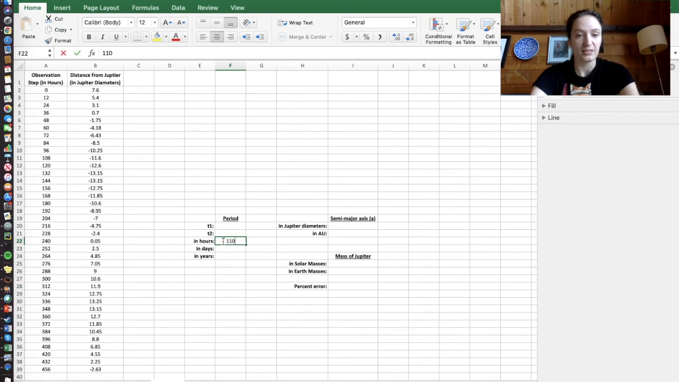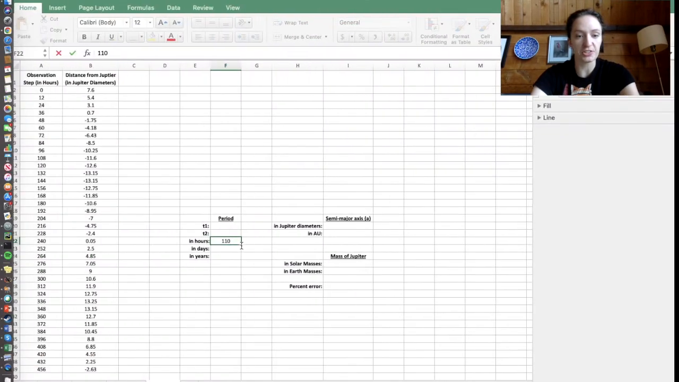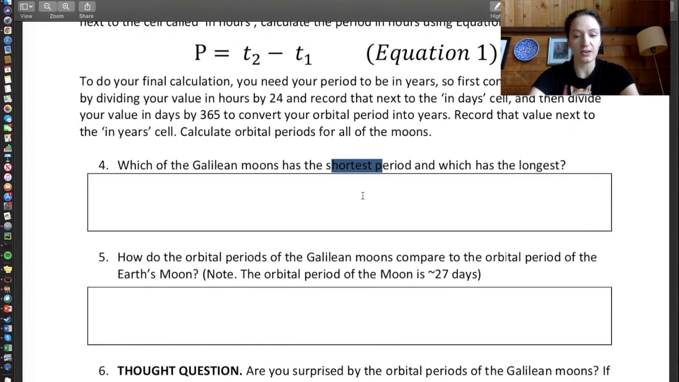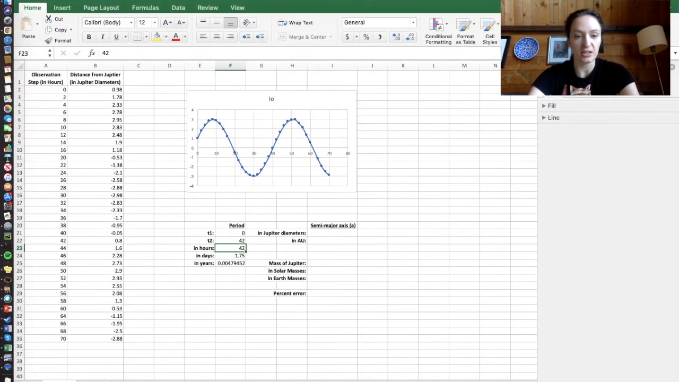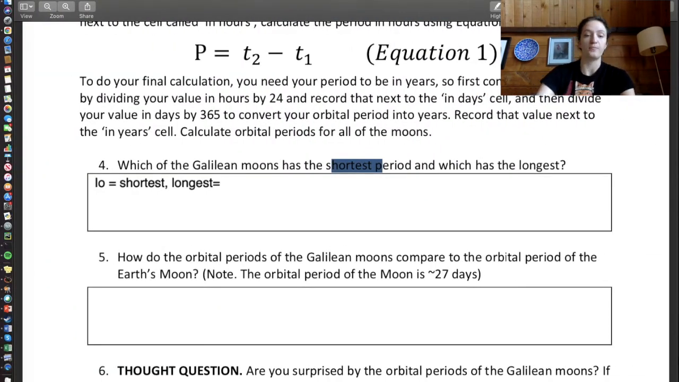Okay? Let's just say that the shortest period is going to be the smallest number, which for me is 42, so that's Io. So I would write Io equals shortest, however you want to designate it. And then the longest one I already know is Callisto with 110, so then I would say longest equals Callisto. Again, you have to denote it. You can't just say Io and Callisto. You have to say Io has the shortest, Callisto has the longest, or something. You can't just write down yes. You have to tell us what you're thinking.